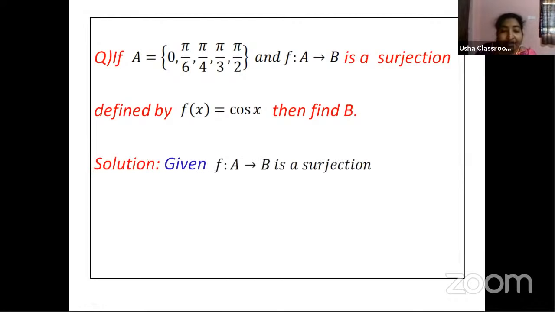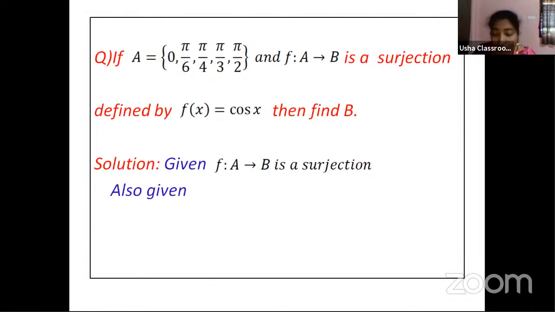Now, you are given that f maps A to B is a surjection. Shall we have a repetition of the definition of a surjection? Surjection means every element in the second set will have a pre-image in the first set. For every b belongs to B, there exists an element a belongs to A such that f of a is equal to b, right?